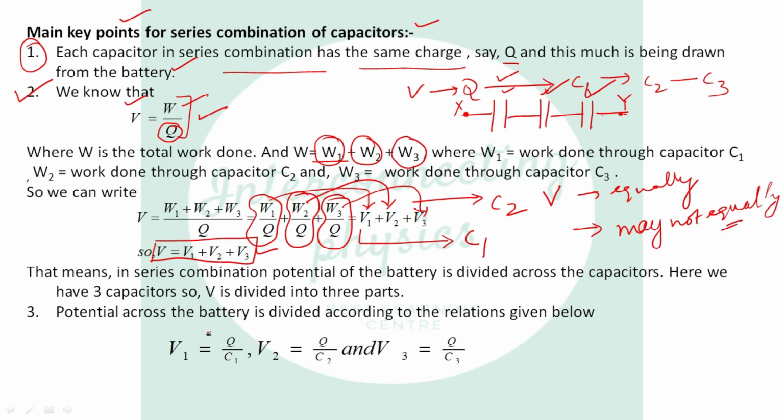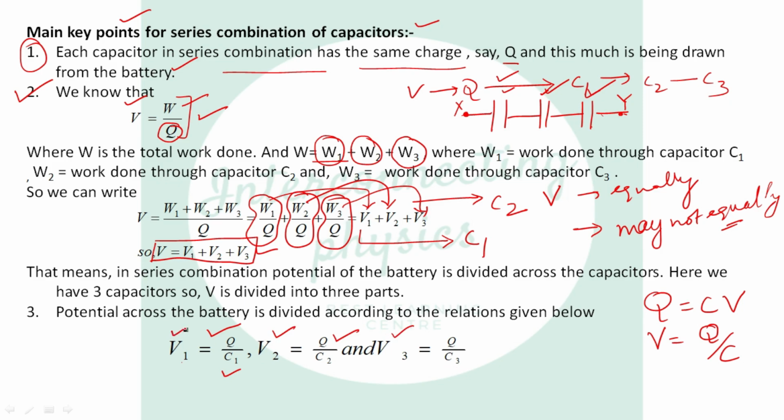This will depend upon this relation, because according to the definition of the capacitor, Q equals C into V. Then V is Q divided by C. So the potential difference across the first capacitor is Q divided by C1, across the second capacitor is Q divided by C2, and across the third capacitor is Q by C3.